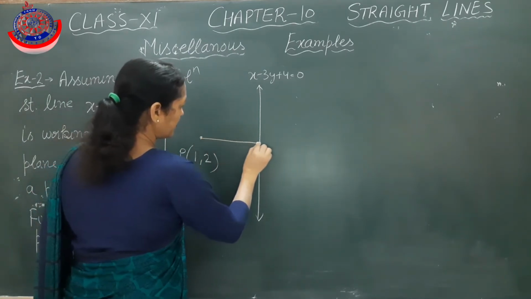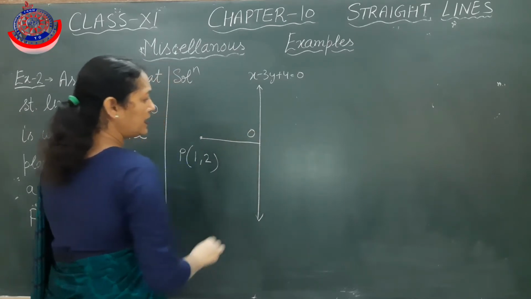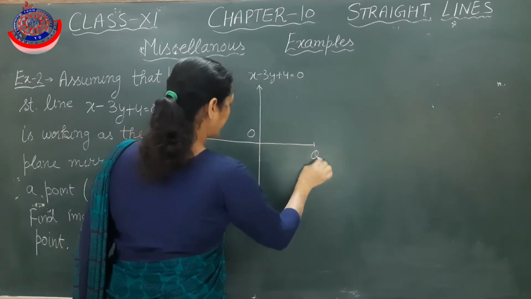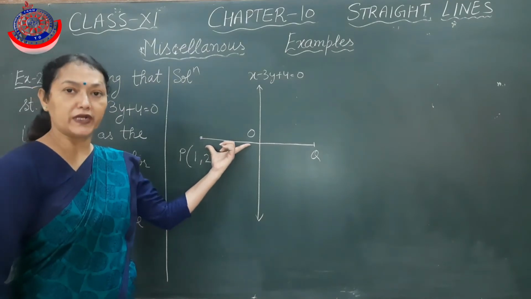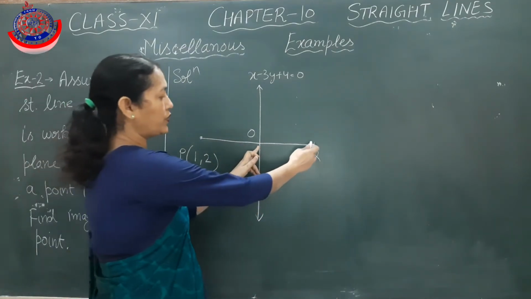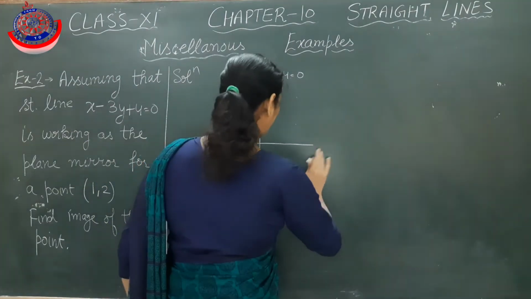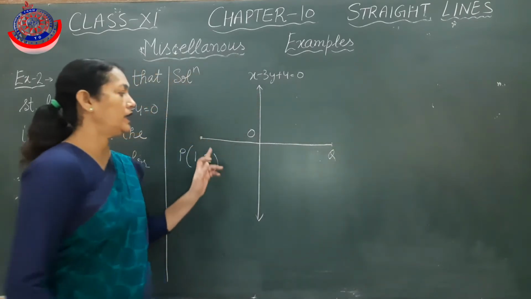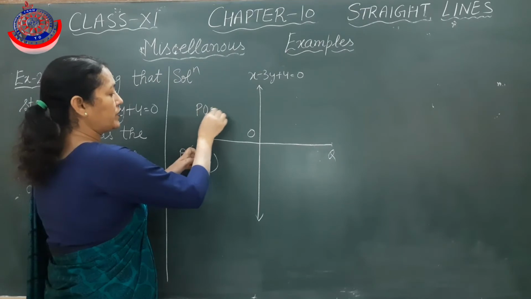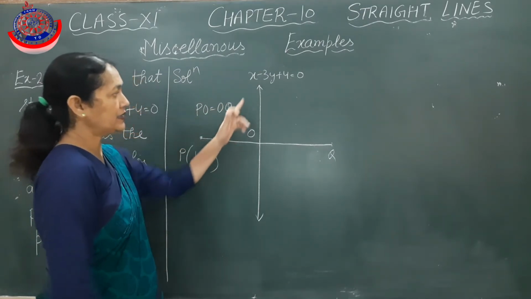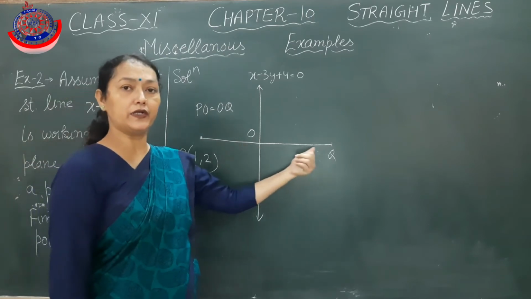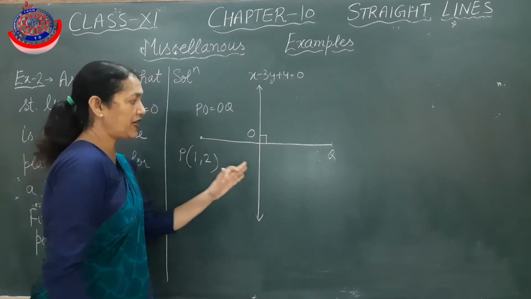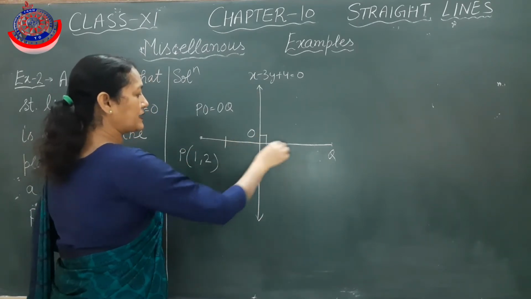Mirror image means whatever this distance is, the same will be the distance behind the mirror. According to mirror image, PO and this OQ should be equal. PO should be equal to OQ. Second thing, this line will be perpendicular to this PQ. That means we can say the straight line is the perpendicular bisector of PQ.